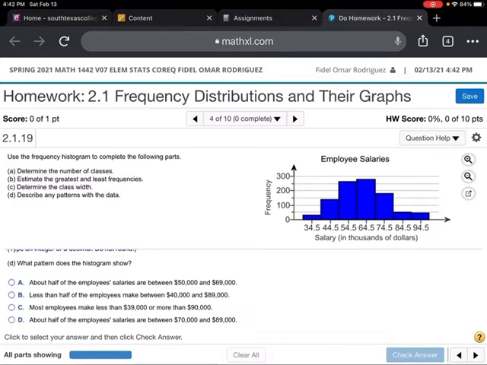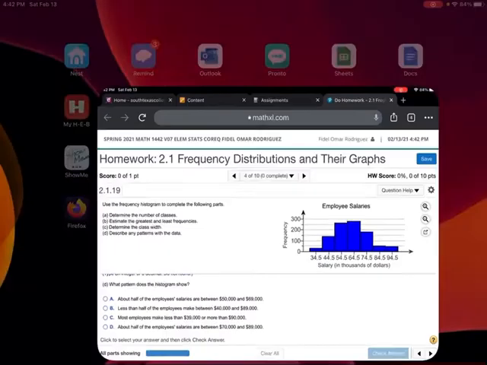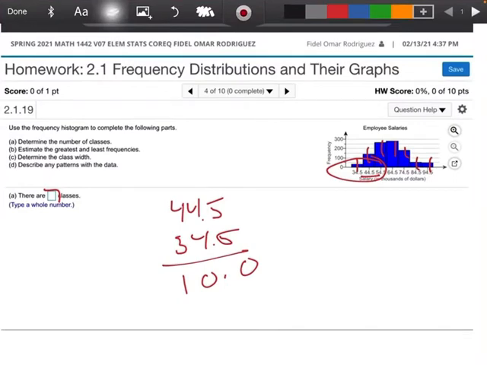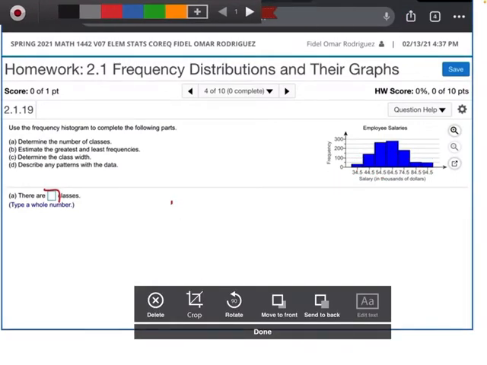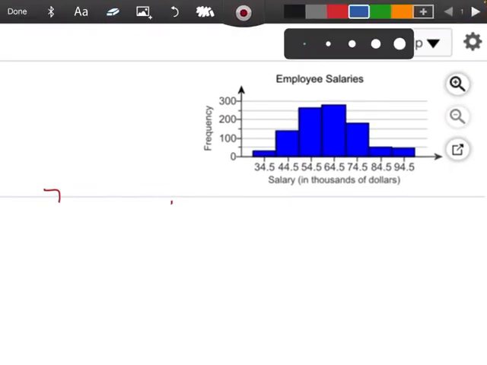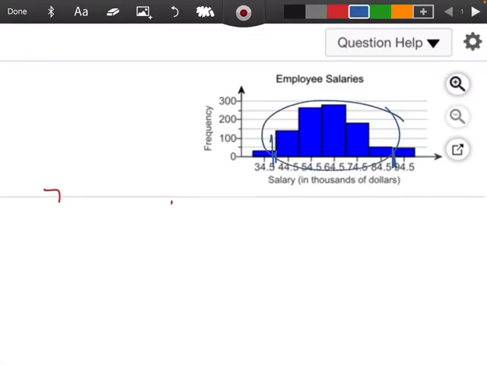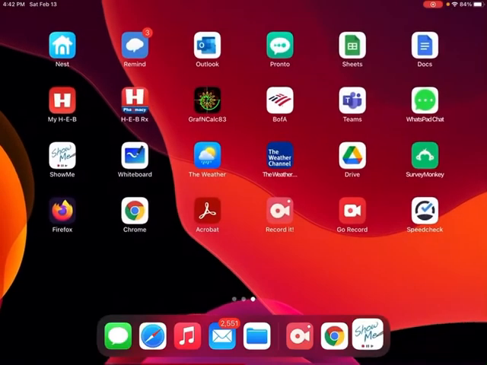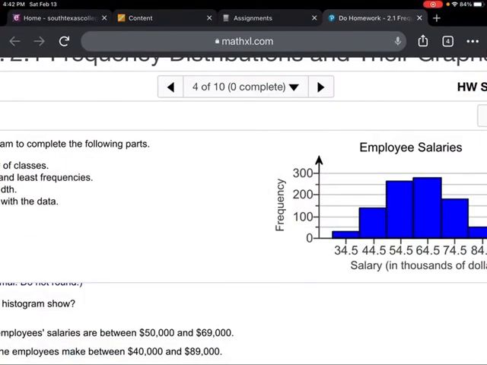So I'm going to kind of hold off on part A. When I get to part B, less than half make between 40 and 89. So if you notice, I'm going to kind of come back to my picture here. And let me just do a little erasing right here. And I want to zoom in a little bit more so I can see that. Okay, between 40 and 89, right? So right about here would be 40, right about here would be 89. And it says less than half make between this? No. So I know that B is not the answer.